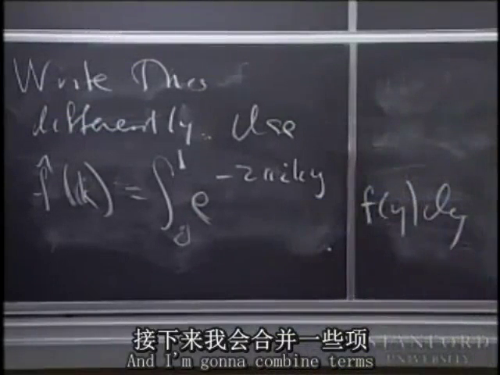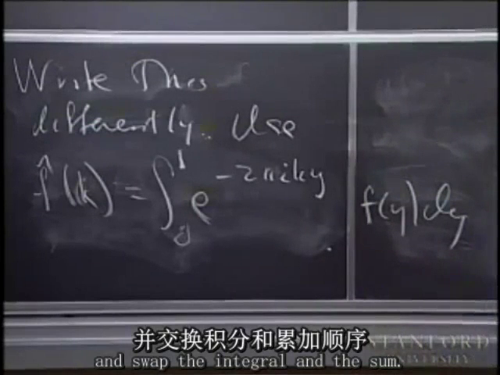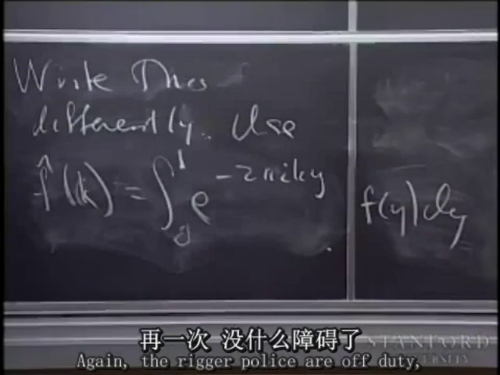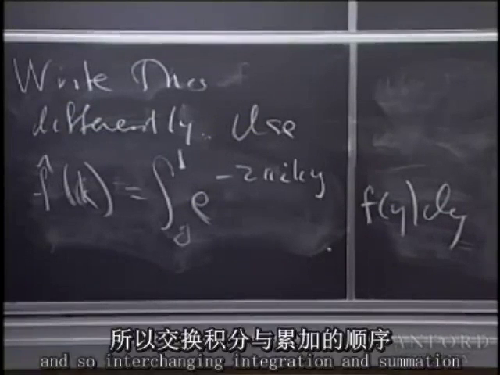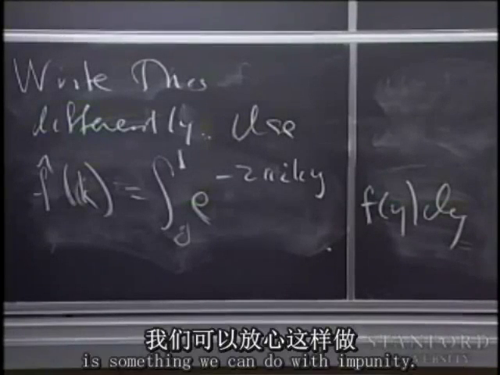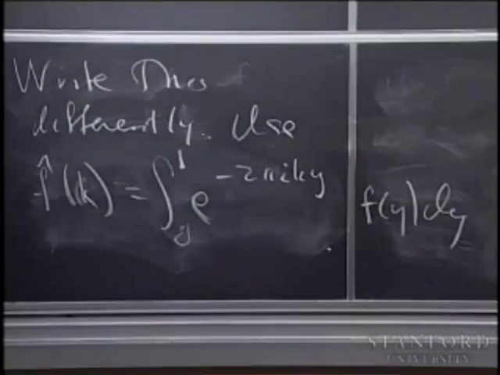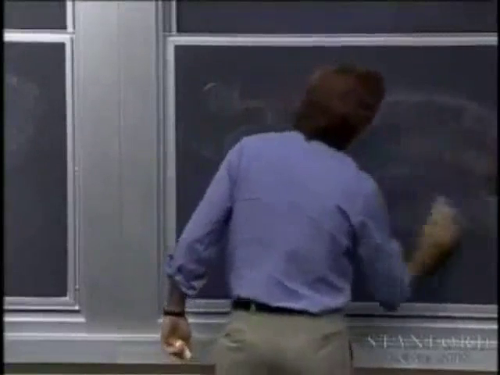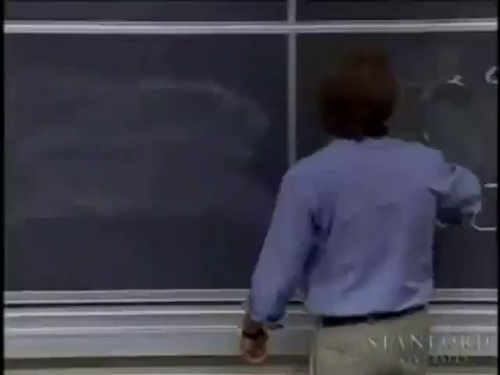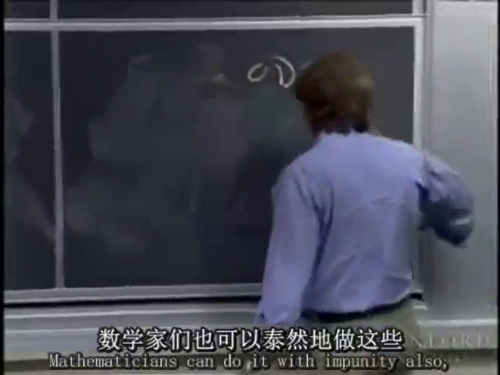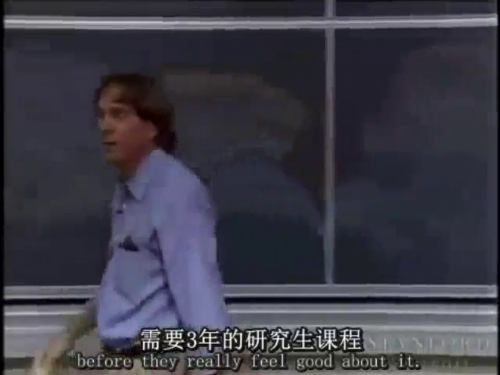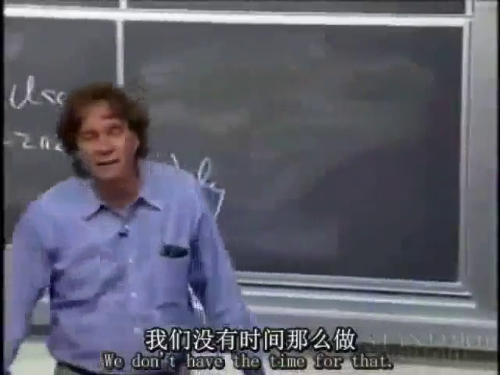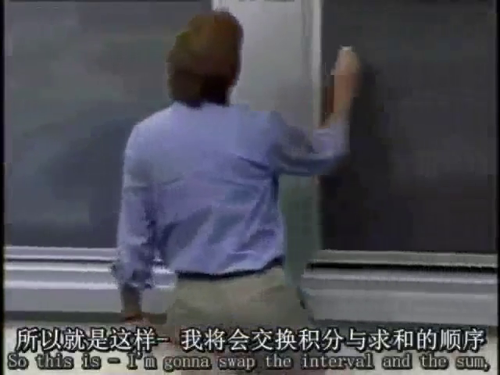All right, now I'm going to combine terms and swap the integral and the sum. Again, the rigor police are off duty. And so interchanging integration and summation is something we can do with impunity. Mathematicians can do it with impunity also, but it takes them 3 years of graduate courses before they really feel good about it. We don't have the time for that. So I'm going to swap the integral and the sum.